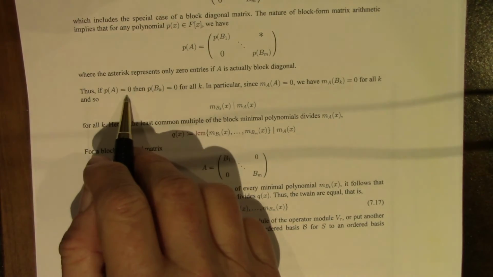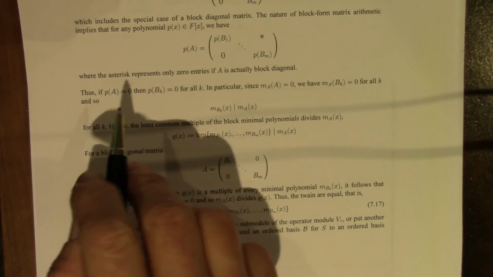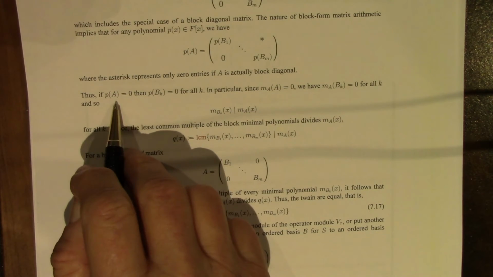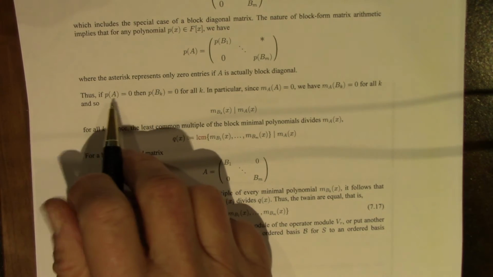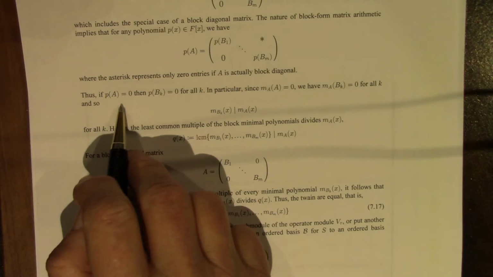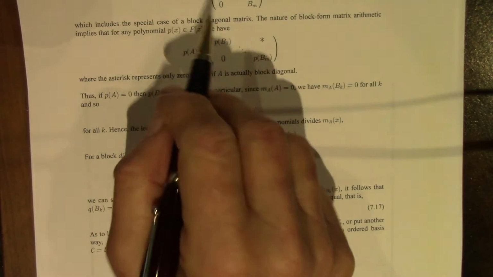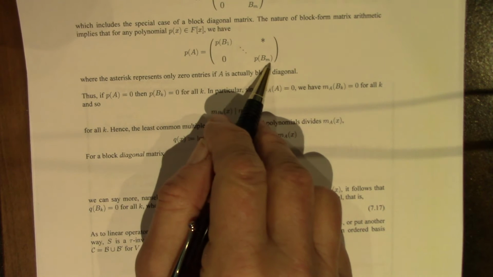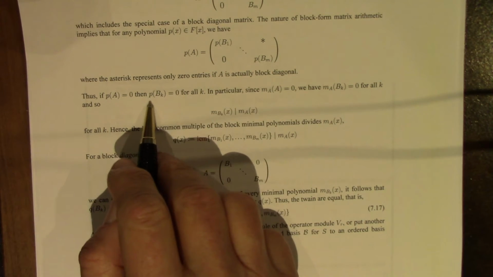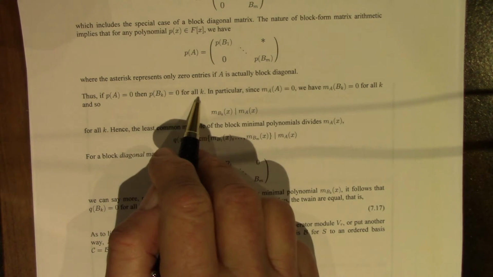Well, if P of A is 0, if P annihilates the operator module, or if just A satisfies the polynomial P of X, then each of these must be 0. P of BK must be 0 for all K.